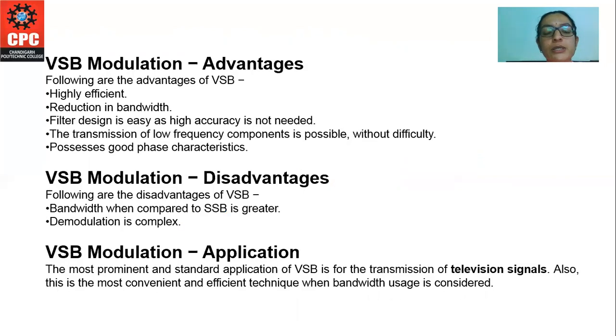Now let's start with the VSB modulation advantages. Following are the advantages of VSB. First, it is very highly efficient. Reduction in bandwidth. Filter design is easy, and high accuracy is not needed. The transmission of low frequency components is possible without any difficulty. It possesses good phase characteristics, and it is almost as efficient as SSB due to its reduced bandwidth. I already told you, because in VSB, a part of the lower sideband is allowed to be transmitted.